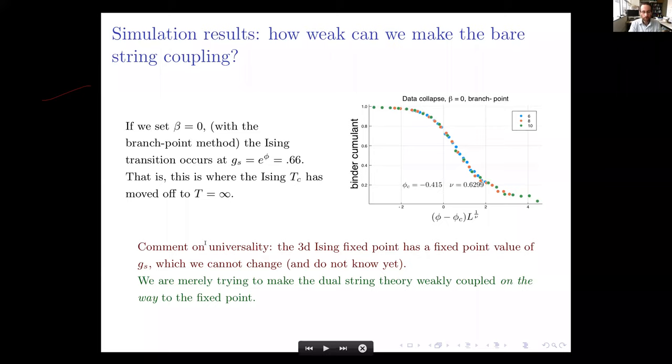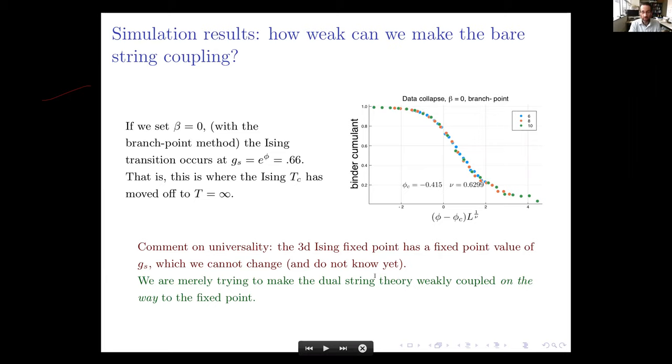A comment here about universality. The Ising fixed point, being a fixed point, has a fixed point value of this coupling that we're messing with, right? Which we can't change. It just has some fixed point value, which we actually don't know. We haven't been able to figure it out.